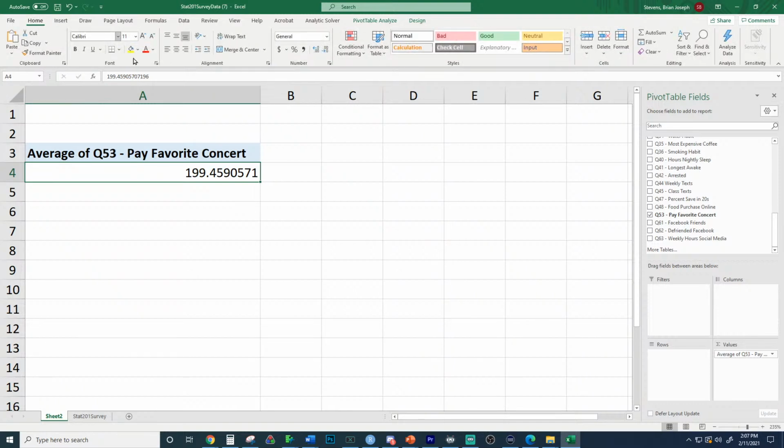I'm going to go over to Home, and here's the increase, decrease decimal button. This is how you increase or decrease decimals. What would seem like an appropriate amount of decimals for this? What would seem like an appropriate amount of decimals?